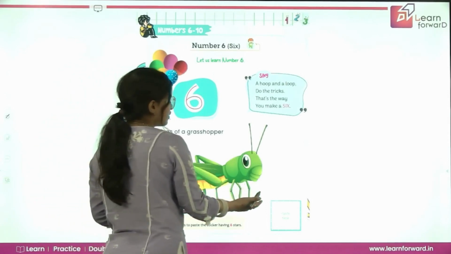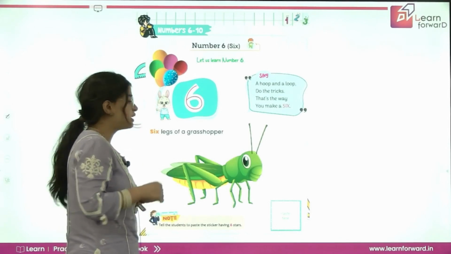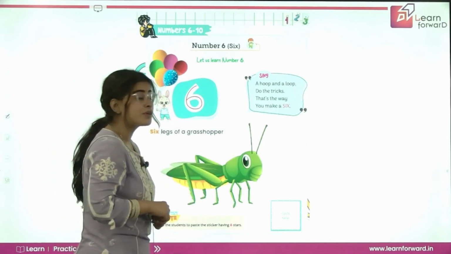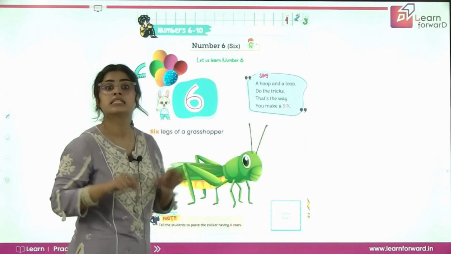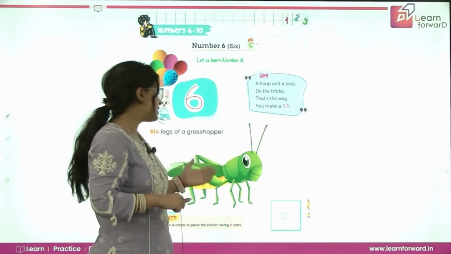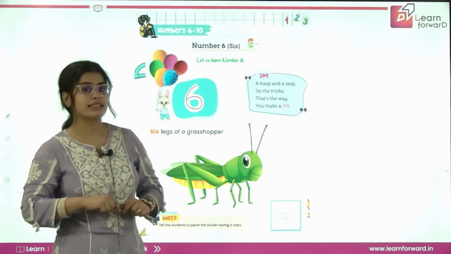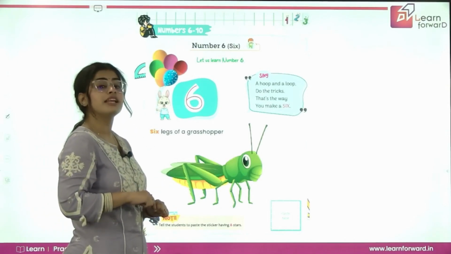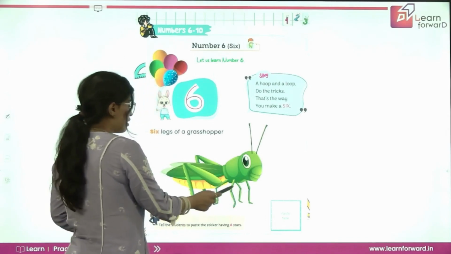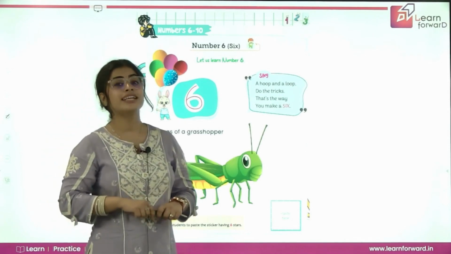Now, which picture is this? Which insect is this? Can you tell me? This is a grasshopper. And grasshopper has 6 legs. Do you know? Grasshopper has 6 legs. And it is green in color. Okay? Grasshopper is an insect. Now let's count the number of legs of a grasshopper. 1, 2, 3, 4, 5, 6. Yes, grasshopper has 6 legs.